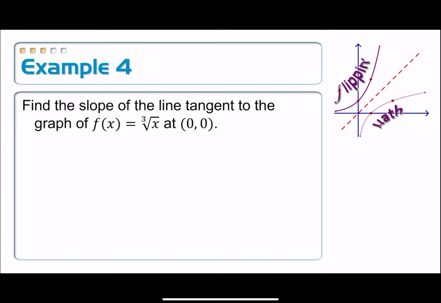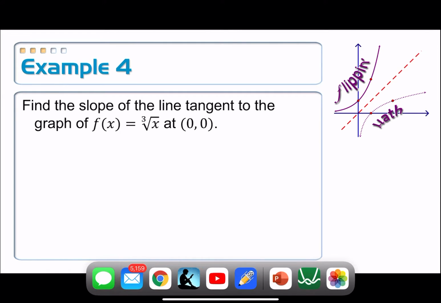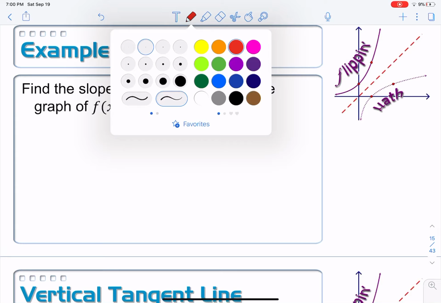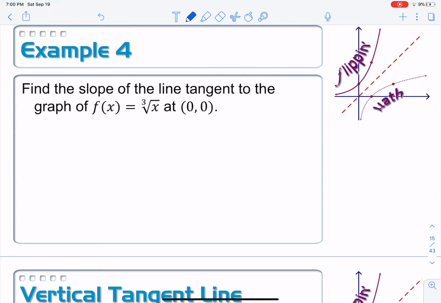Example 4. Find the slope of the line tangent to the graph of f of x equal to the cube root of x at (0, 0). All right, well, we just did a square root of x. We should be able to do a cube root of x. It shouldn't be that much more difficult. So we're going to set it up exactly like we set up the other one.